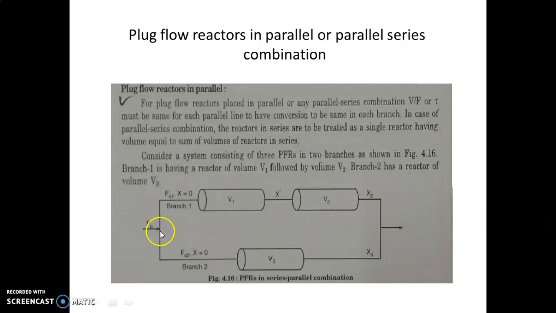Similarly, for branch number 2, we have conversion X equal to 0 for reactor V3, and F02 is the molar flow rate for the second branch, and here F01 is the molar flow rate for the first branch. Then we have another plug flow reactor having volume V3, and the conversion is X3. This system is called plug flow reactors in series and parallel combination. This is the series combination and this is the parallel combination.